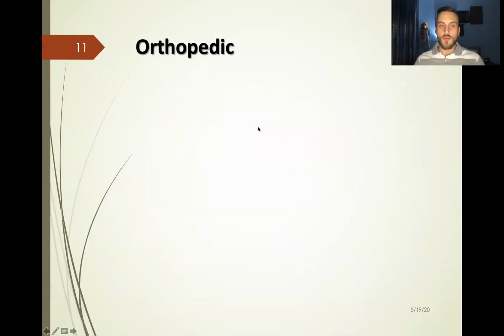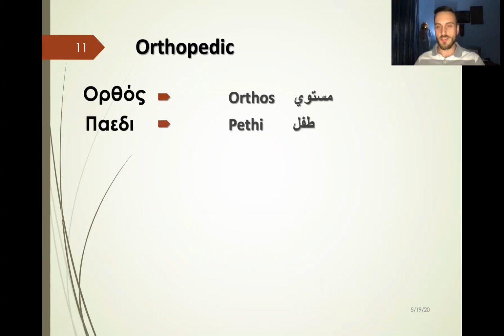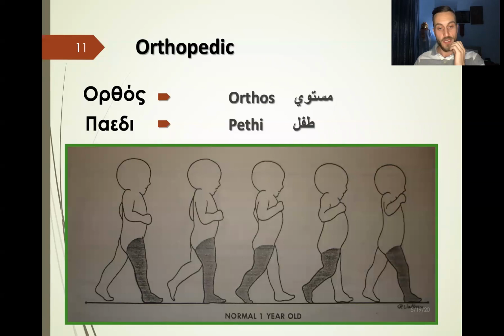So orthopedics means ortho, from orthosis, which is to be straight, and PD, which is pediatrics. So it's ortho PD. And this is the gait of a kid who's 1 year old. As you can see in all of the phases of the gait, the kid is trying to keep both of his limbs on the ground because he cannot do a single stance gait. He cannot stand on one limb.